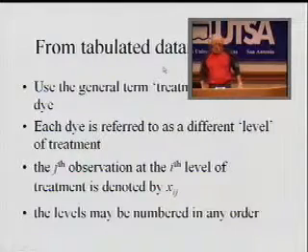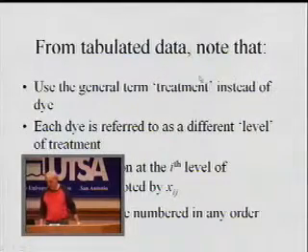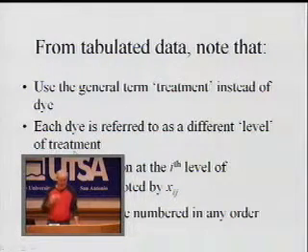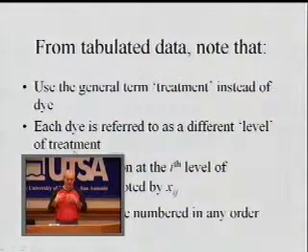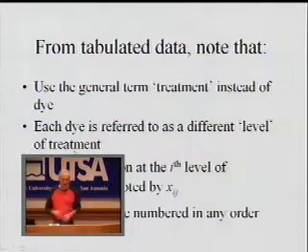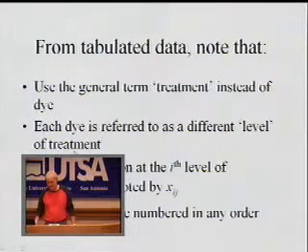So from the tabulated data, we note the use of the general term treatment instead of dye, so our different treatment groups. Each dye is referred to as a level of a particular treatment. Remember, we are using test factors, so we have one factor at different levels, so we have a one-factor analysis or a one-way layout experimental design, and the levels are greater than 2.